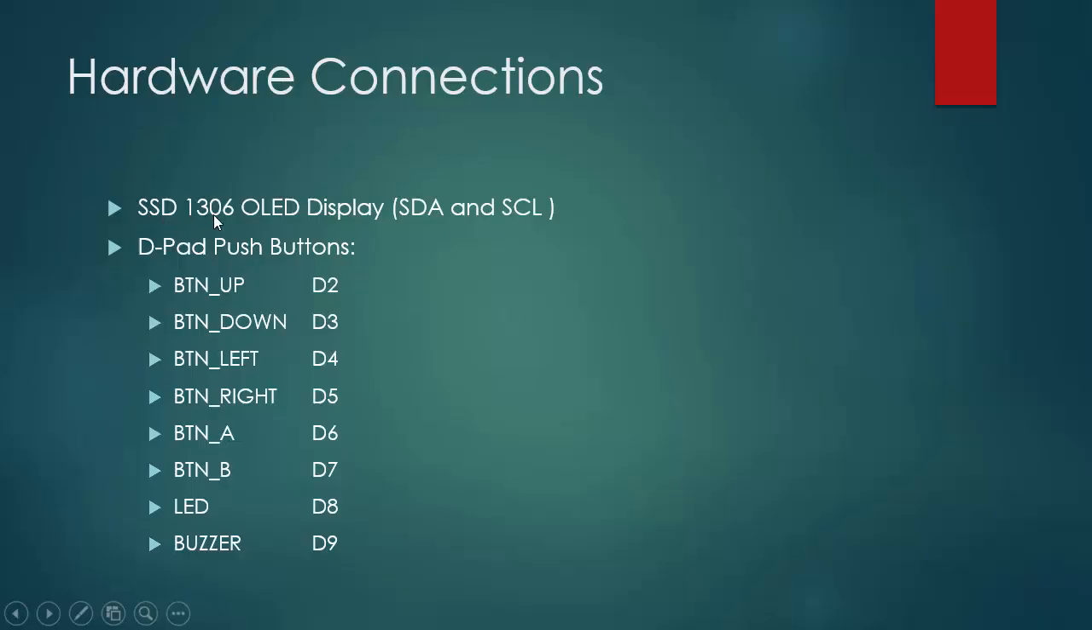So the hardware connections, these are fixed connections. The SSD1306 OLED display is connected to the SDA and SCL lines, which are A4 and A5 pins. And then there are push buttons, up, down, left, right, connected to digital pins 2, 3, 4, and 5. Button A is to 6, button B is to 7, LED to digital 8, and buzzer to digital 9 pin. All other pins which are present on the Arduino board will be available as headers for your extension to other sensors and other devices if you want to connect, so this will be available as a free header.